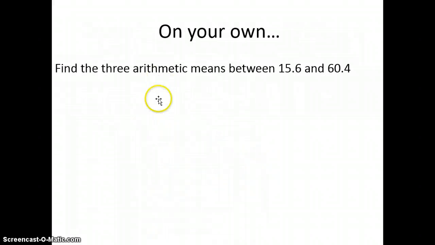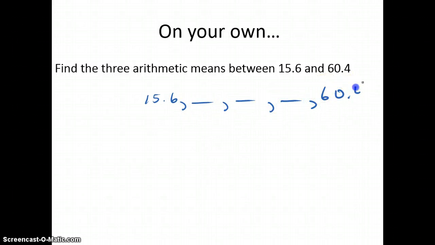Okay, when it says 3 arithmetic means, what we're saying here is we're starting with 15.6, and there are 1, 2, 3 means in between. So this is how you're going to set up the problem. I want you to complete this problem, so hit pause, complete it, and then hit resume in a second.